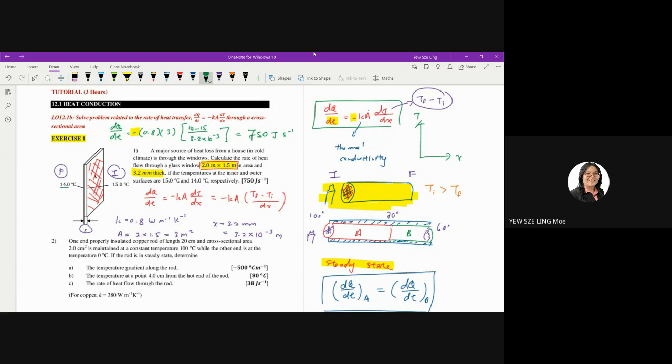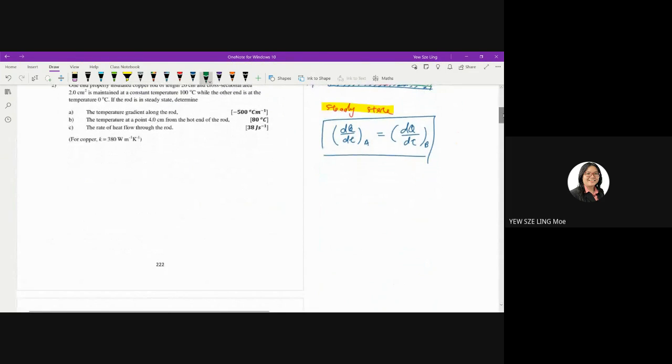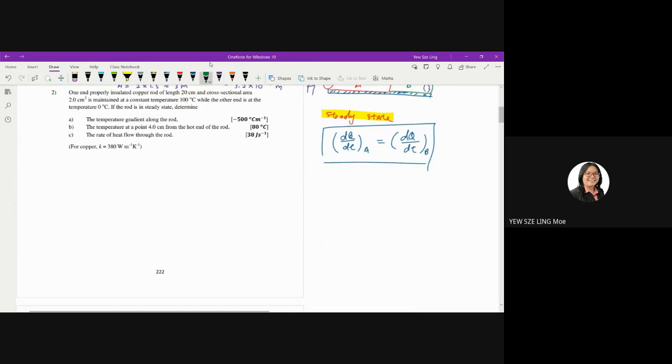All right. Okay, now let's look at question number 2. One properly insulated copper rod of length 20 cm and cross-sectional area 2 cm squared is maintained at a constant temperature, while the other end is at temperature 0 degrees C. If the rod is in steady state, so now you have a rod.